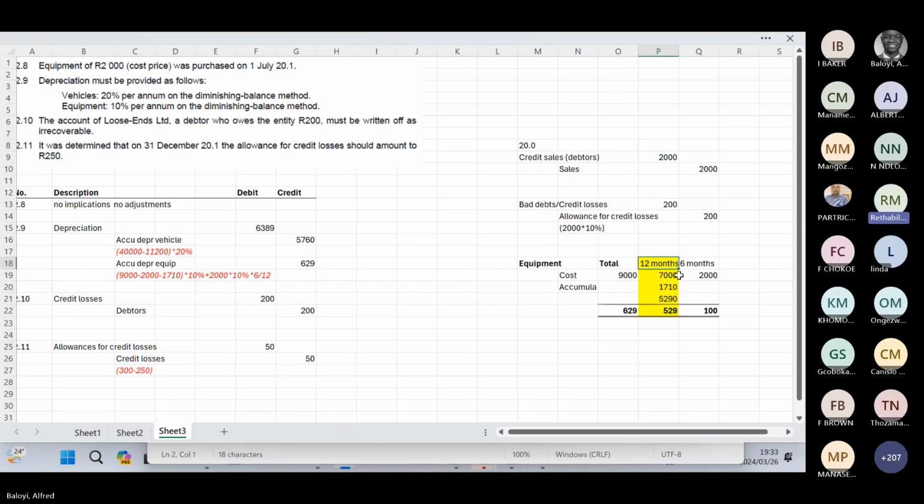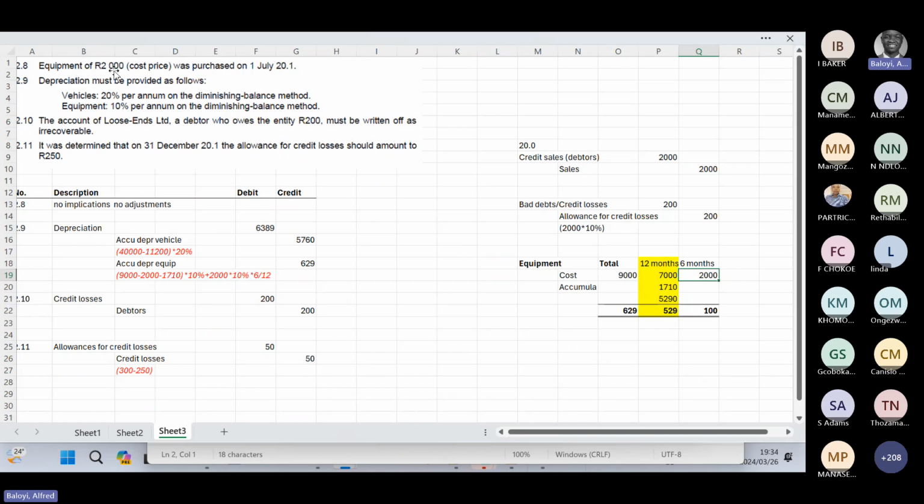Sir, just for clarification, I wanted to ask that the 7,000 was calculated based on the annual depreciation, and the 2,000 was calculated based on the 6 months. Yes. Okay, thank you, sir. I just wanted to clarify that.